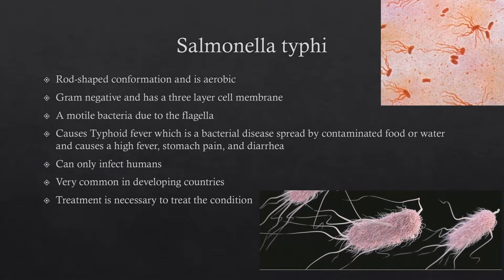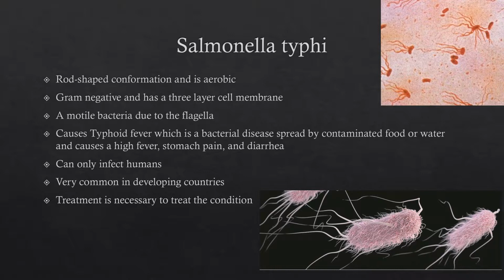The bacteria Salmonella typhi is rod-shaped and is aerobic, which means it needs oxygen to live. It stains pink because it is gram-negative and has a 3-layer cell membrane. They also have flagella that make them motile and help them swim through the intestinal tract.